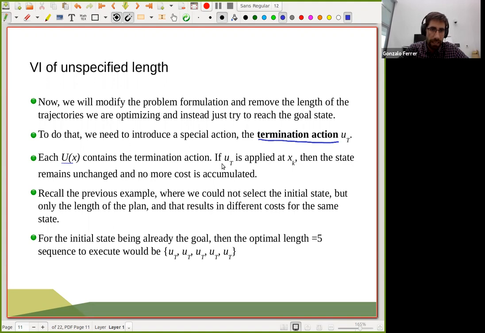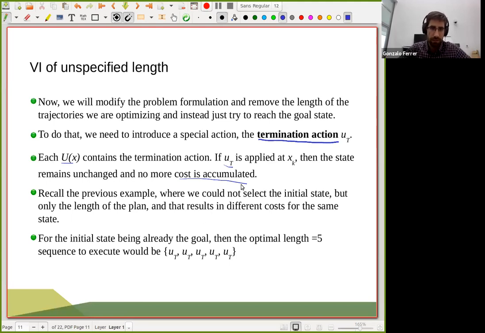Once you apply termination, this state is going to remain unchanged. So that means that you have reached it. It doesn't matter how large you make your path, it's going to stay this way, right? And then there's no cost being accumulated. So it's kind of keeping things, calculating things, but without updating them, right?